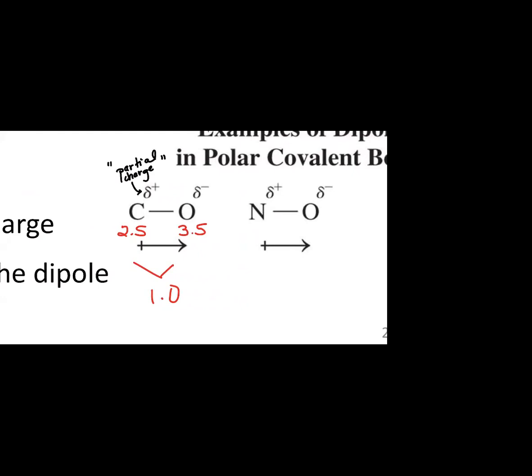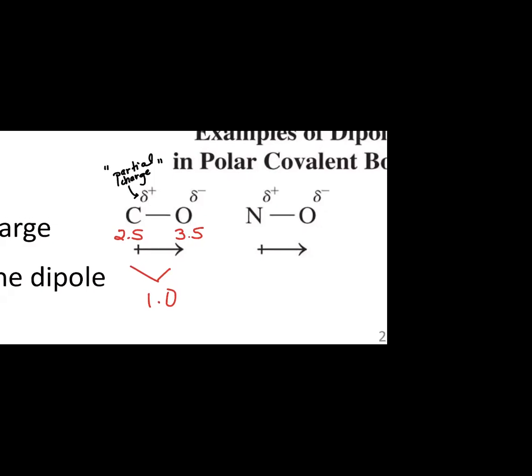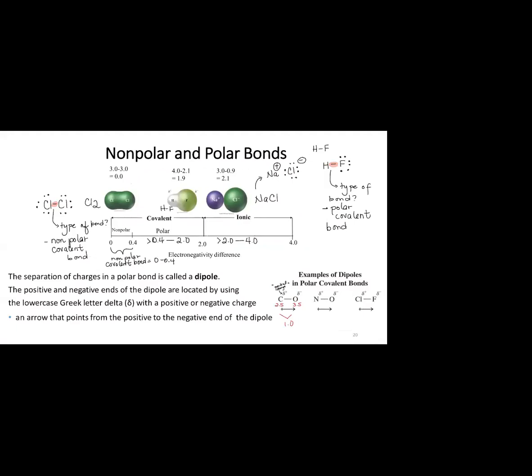The other way that we can illustrate that dipole in a polar covalent bond is by drawing a vector, which you can see is that arrow in the bottom. In terms of utilizing a vector to indicate the dipole in a polar covalent bond, the tip of the arrow is going to be pointing towards the most electronegative atom. Any questions when it comes to determining the polarity of a bond?